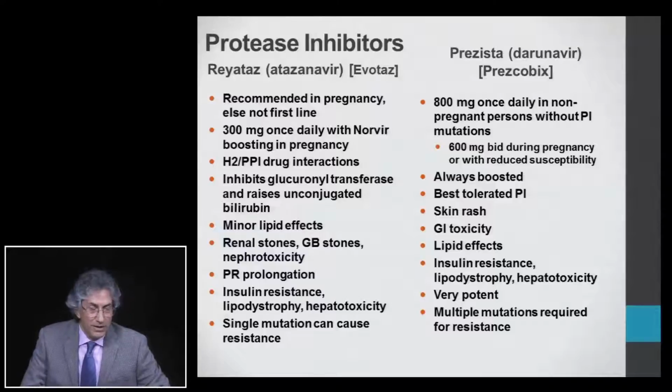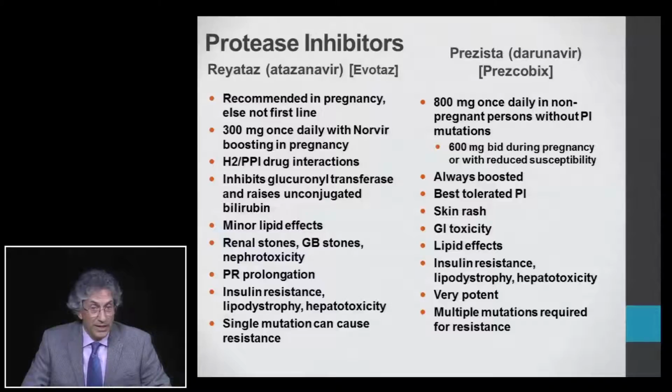Normally, a non-pregnant person starting treatment would get 800 milligrams once daily with 100 of Norvir. Prezista is always boosted. It's never been developed or really studied in clinical trials as an unboosted drug without Norvir. This is the best tolerated protease inhibitor, although some people could get a skin rash, GI toxicity, and like all protease inhibitors, it can have lipid effects. It can cause insulin resistance or contribute to insulin resistance. It might contribute to lipodystrophy, might contribute to hepatotoxicity. So it's not a low toxicity drug, but it's very potent and best tolerated among the protease inhibitors.